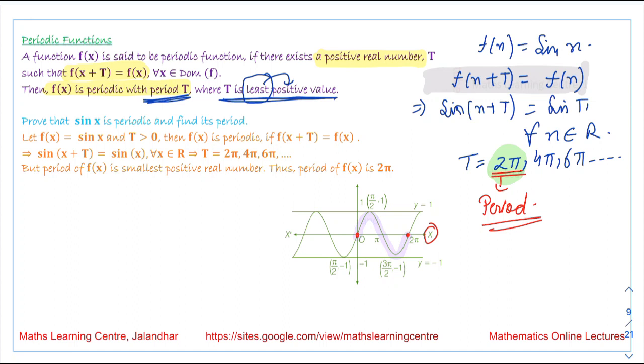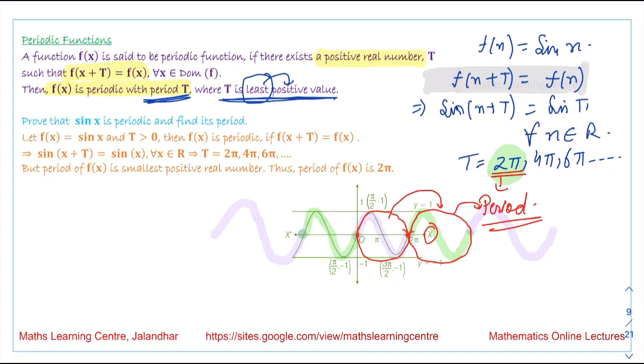We are saying after every value 2 pi, the shape of this graph will be repeated. After this, again, the graph will be of this shape. Before this, the graph is of this shape. It means for the next 2 pi, again the graph will be of this shape. So graph periodic means that after every 2 pi, the graph of the function is the same.